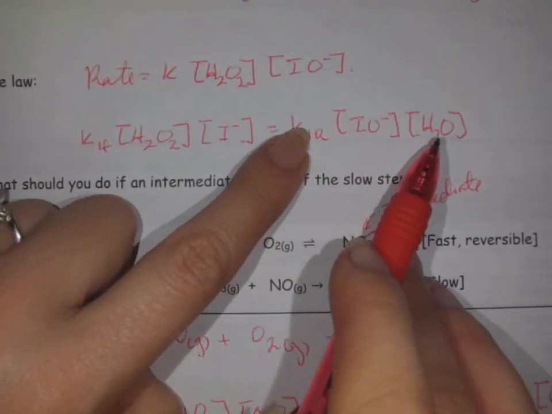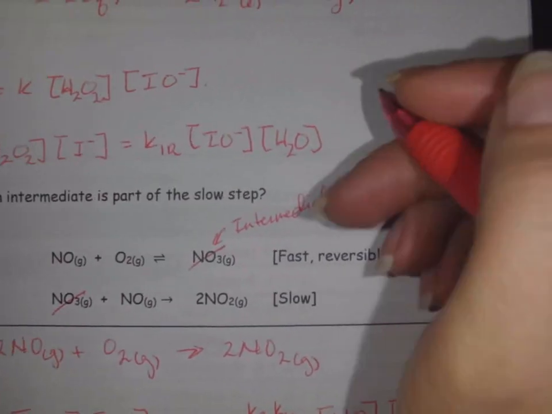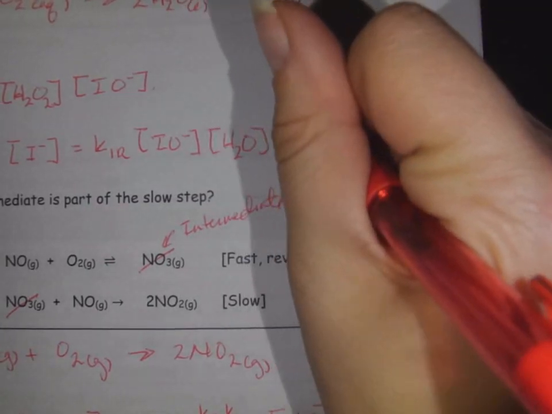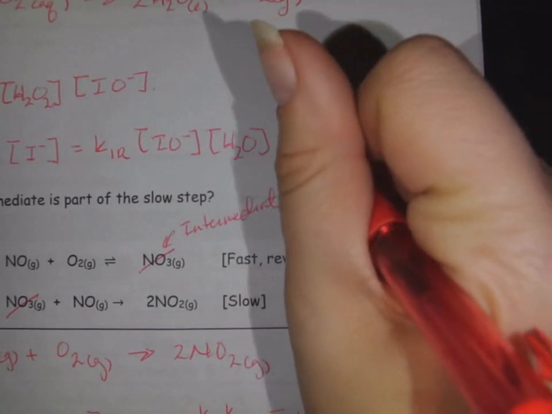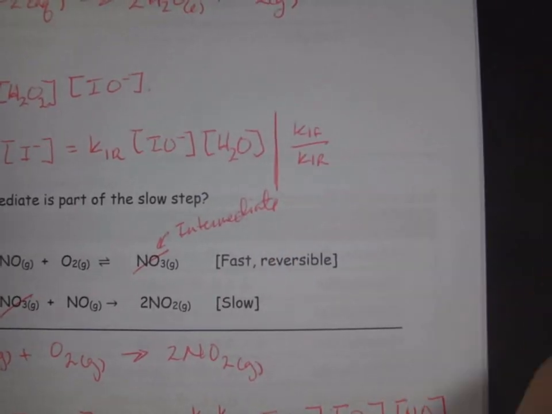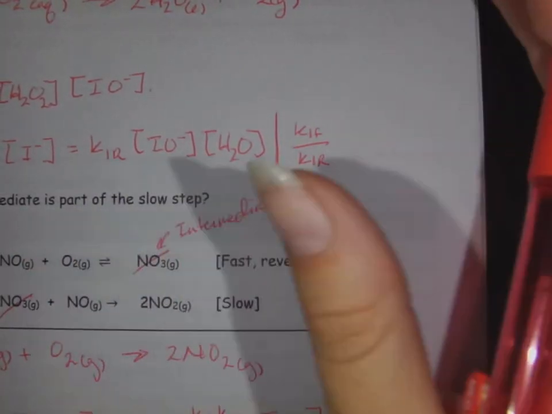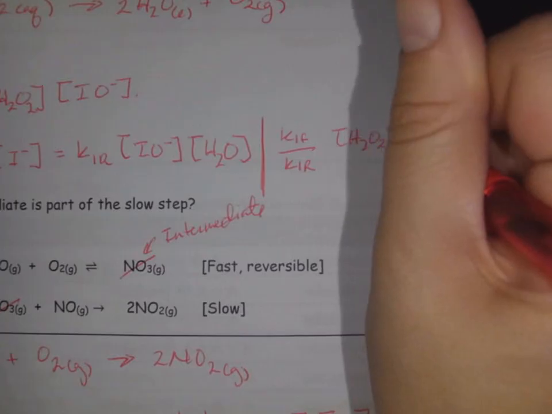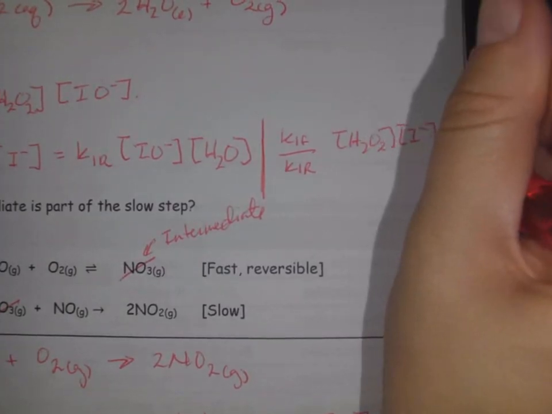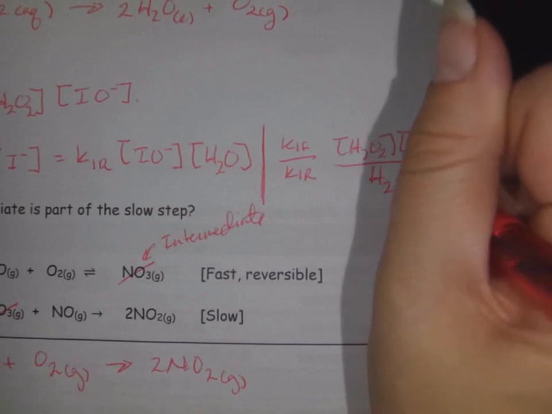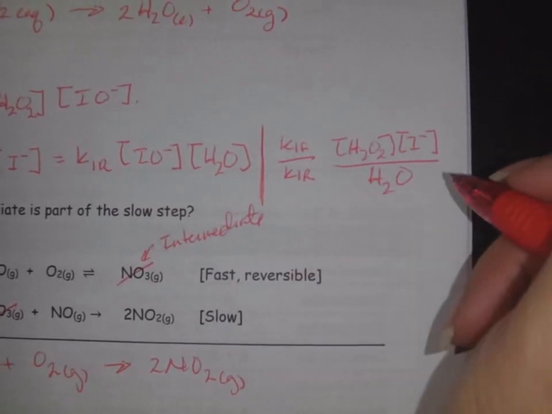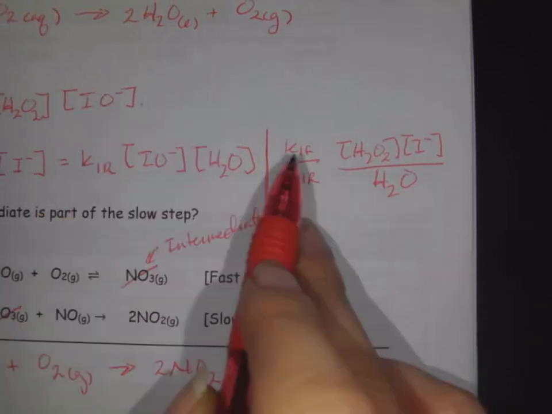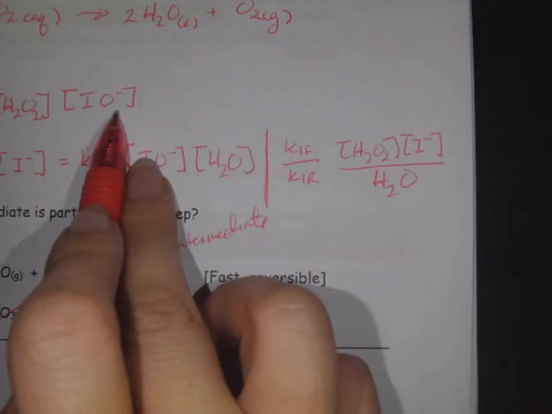So I'm going to divide by K and I'm going to divide by water. And so what we're going to get is K1 forward divided by K1 reverse, and I'm separating that. It'll make more sense in just a moment why I'm separating that. And then we're going to have H2O2 and iodine minus divided by water, and this whole thing equals this intermediate. So now instead of writing this in, I'm going to take this and I'm going to plug it in for that.